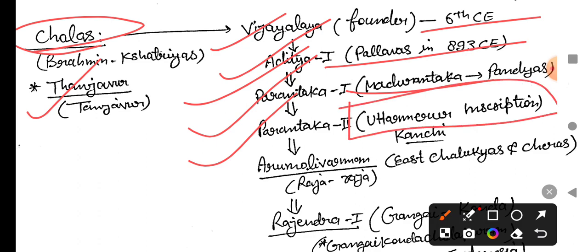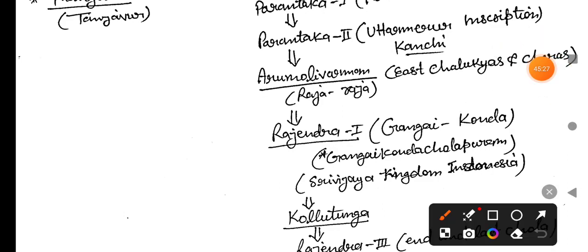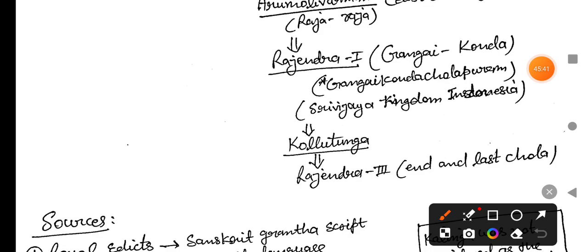And please give me a cue to what the Uttaramerur inscription is, it is in the news. Okay, recently it is in the news, the Uttaramerur inscription. Arumolivarman came, and he was also known as Rajaraja the first. The East Chalukyas and Cheras were defeated by Arumolivarman, and he was the brother of Aditya Karikalan.